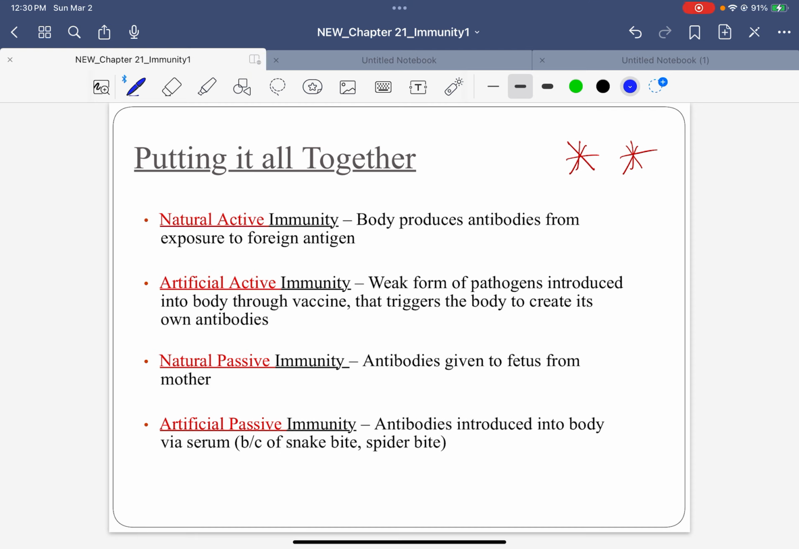Natural, active. This means you encountered a virus on the doorknob and you produced an antibody from it. Or when you were younger, you were exposed to chickenpox virus in school and you produced an antibody to it. So the body produces antibodies from regular exposure. So if I just put chickenpox, does that give you an answer? Meaning you were exposed to it, you produce the antibody.